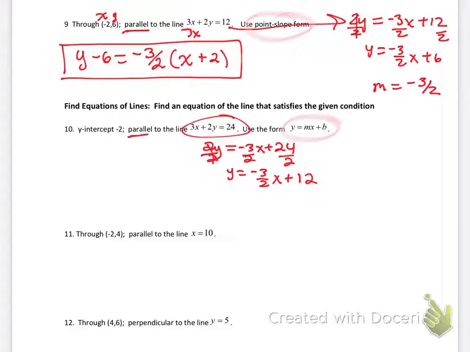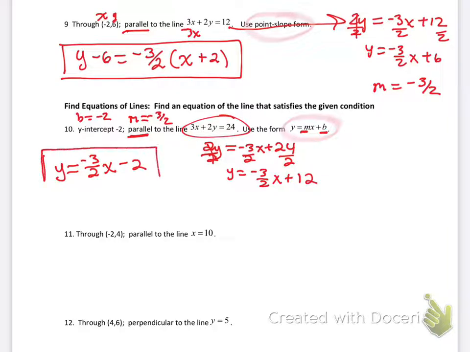Okay, the line parallel means same slope. So for slope-intercept, I need a slope and a y-intercept, right? So I know my slope is negative 3 over 2 because it's the same as the one of that line. The y-intercept, they want me to put in negative 2, so that's my b. So all I'm going to do then is y equals, put in negative 3 halves where the m is, keep the x, and then where the b is, put in a minus 2. And I'm done. So this one was easier because I'm not plugging in a point. They give me the y-intercept, so I'm just plugging it right in.